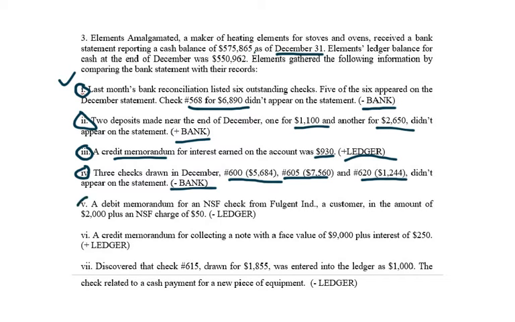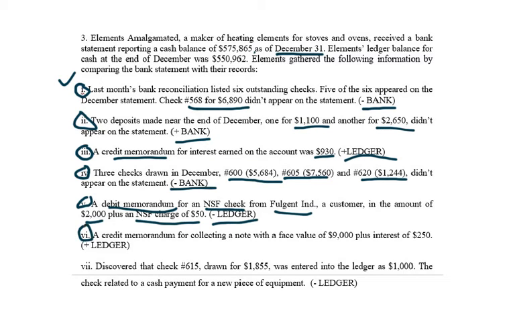Right, V was a debit memorandum for an NSF check from Fulgen Industries, a customer, in the amount of $2,000 plus NSF charge of $50. Now again, this is an amount that's already been subtracted from the account by the bank. We have not accounted for it, so that's why the adjustment is to subtract it from our ledger balance.